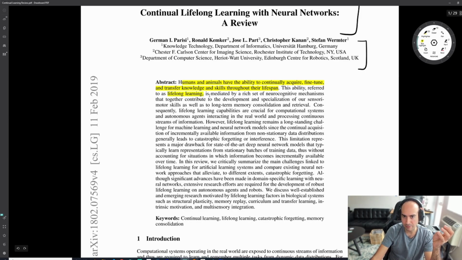So this ability is called lifelong learning, and there's a rich set of neurocognitive abilities. They're very important for computational systems and autonomous agents acting in the real world and processing continuous streams of information, right? So there are two use cases where lifelong learning is very important. I think robotics is a big one, because you don't want to redeploy your robot every night to learn stuff. You want it to learn on the fly. But also, I would say recommender systems is for me the next obvious place where these techniques are a big deal.